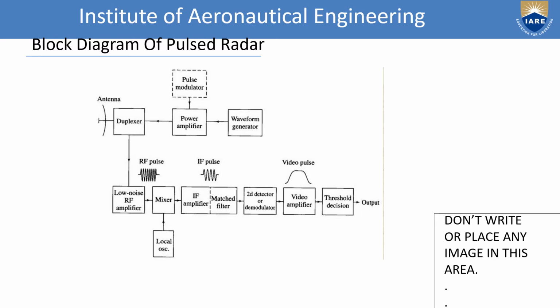low noise RF amplifier, RF pulse, mixer, IF amplifier, matched filter, IF pulse, 2D detector or demodulator, video amplifier, video pulse, threshold decision, output. In the mixer, a local oscillator is connected.